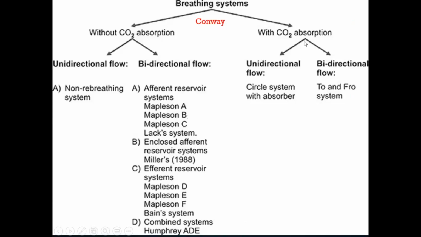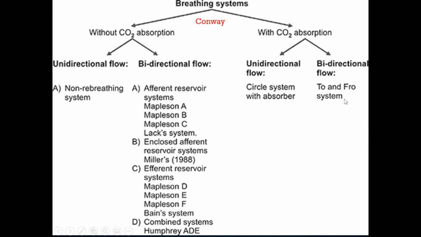Conway classified it with CO2 absorption or without CO2 absorption. With CO2 absorption, as I mentioned, unidirectional flow is the one that we are using, the circle system. The inspiratory breath goes to the patient in one limb, and the expiratory breath comes in another limb and goes to scavenging. Okay, there is a carbon dioxide absorption system, which is your soda line, and scavenging.